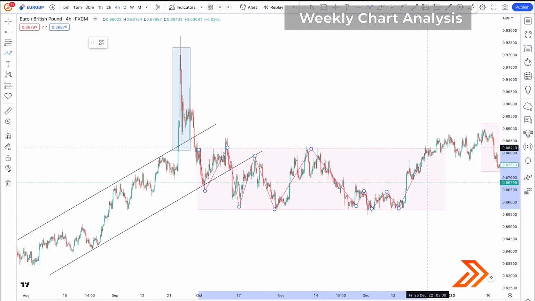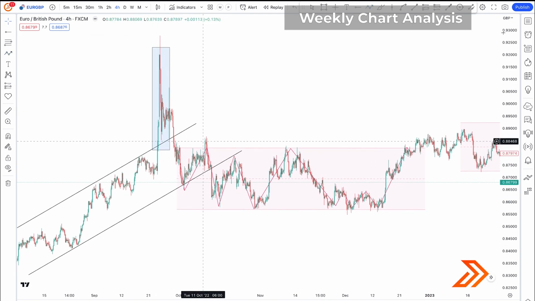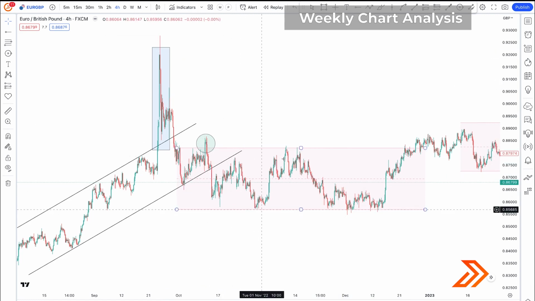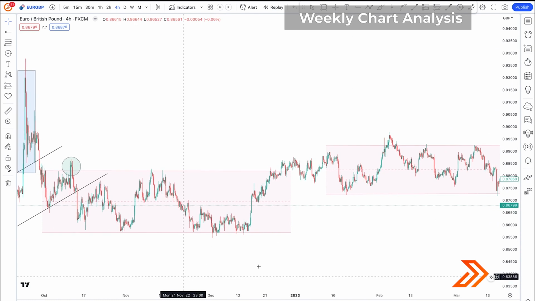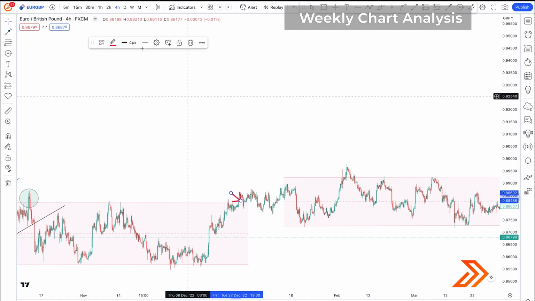So it was just consolidating within this box on Euro pounds, and then we had this sort of movement, this sort of spike here. So this is when the dealers are trying to accumulate and take out stop losses of traders. So we had this spike here, taking out stop losses of traders, and then the market continued to range within this box. And then if you notice here, we had a sort of breakout around this zone here on Euro pounds.